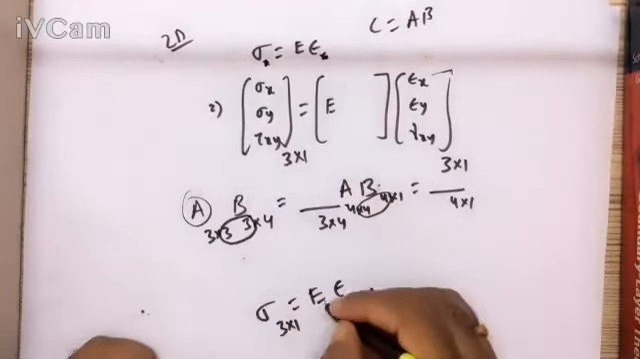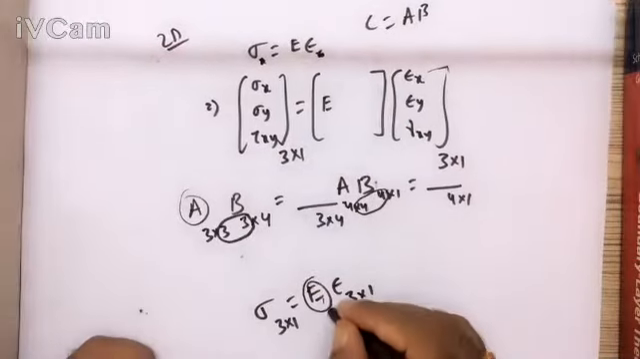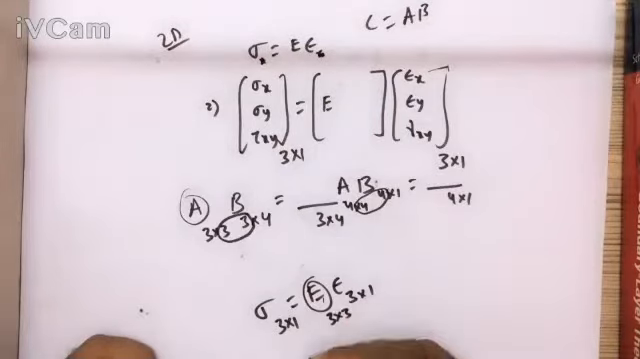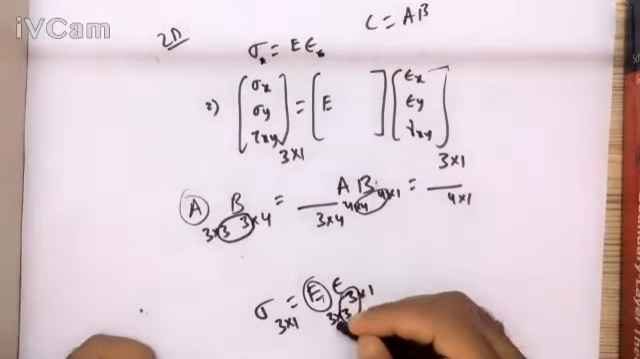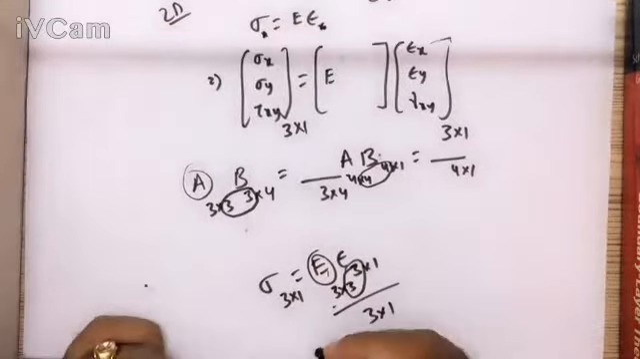I do not know what this matrix is, right? So what shall I multiply with? I have to multiply with the corresponding square matrix. So I'll get 3 by 3, and the resultant would be 3 by 1.